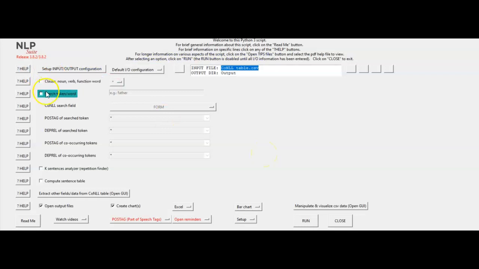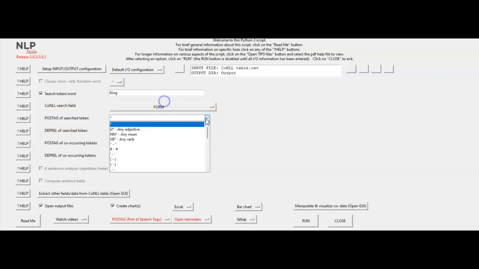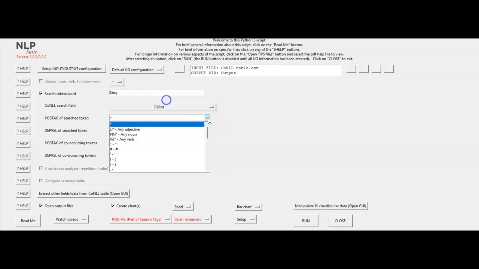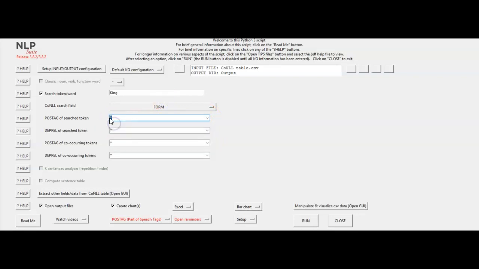Our next tool is the search token words. This is a really useful tool because it allows us to essentially search for a very specific word within the entire corpus and filter the ConLL table accordingly. So for example, if I were to put king, I could then filter according to the POS tag for king that I want, dependency relation, the POS tag of co-occurring words, and the dependency relation of co-occurring words. I can also have all of them as indicated by the star.